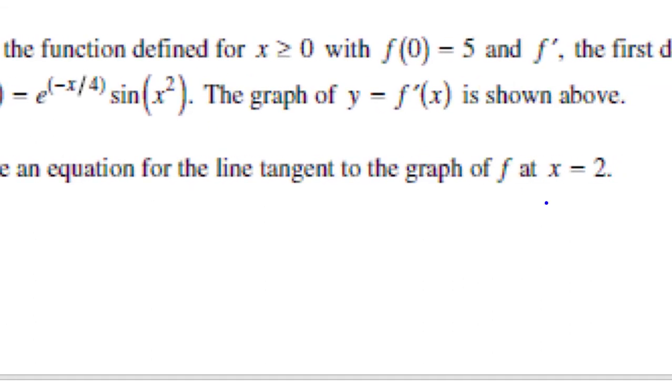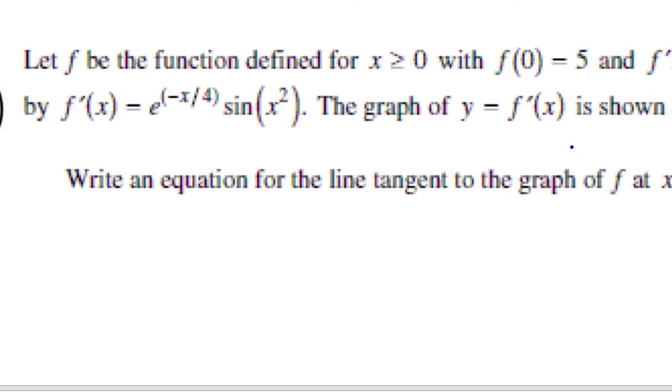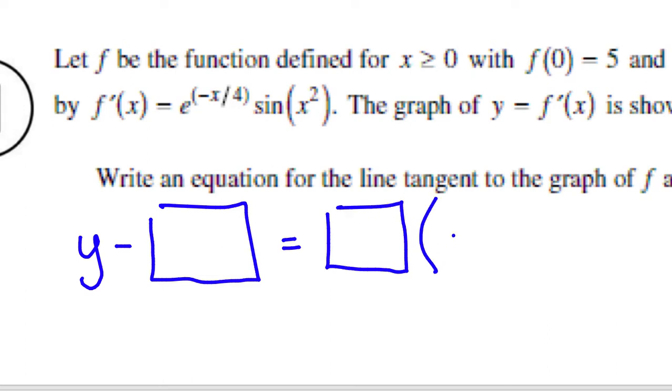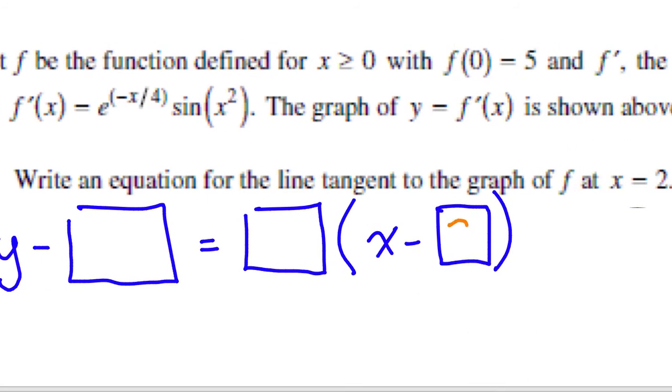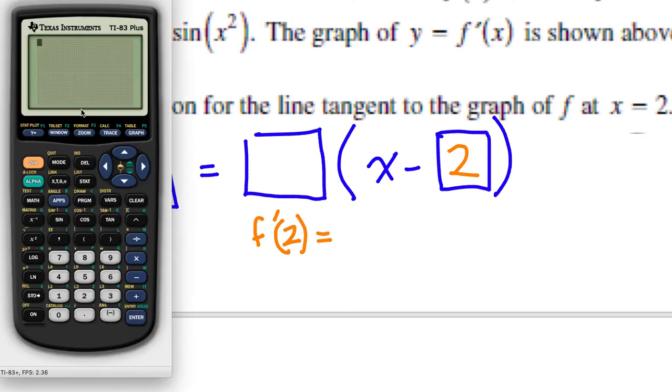So I need to find at x equals 2, that's really, what is f of 2, right? So it's going to be y minus blank is equal to the slope times x minus the x coordinate, which is given to us, which is 2. Okay, so to find the slope, well, we have the slope, f prime. So I just plug in 2 into this equation. So this is f prime of 2, and we use our calculator to find that. If I do Y-vars, enter, enter, Y1 of 2, that is f prime of 2, which is negative 0.459 rounding.